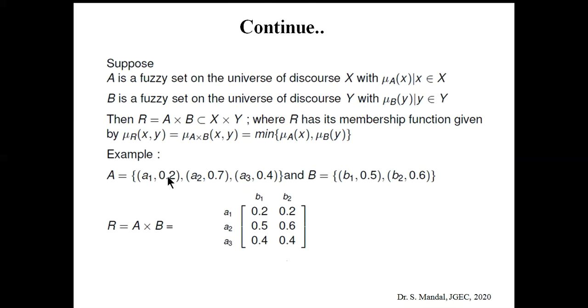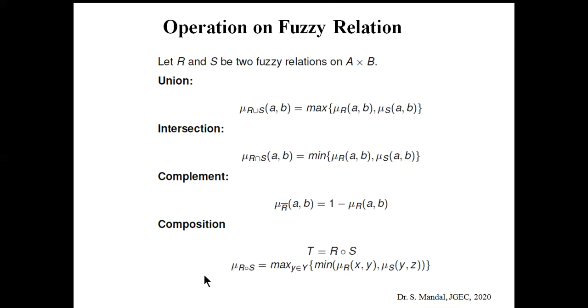So the minimum between 0.2 and 0.5 is 0.2, the minimum between 0.2 and 0.6 is 0.2, the minimum between 0.7 and 0.5 is 0.5, the minimum between 0.7 and 0.6 is 0.6, the minimum between 0.4 and 0.5 is 0.4, and the minimum between 0.4 and 0.6 is 0.4. So this denotes the actual fuzzy relationship.